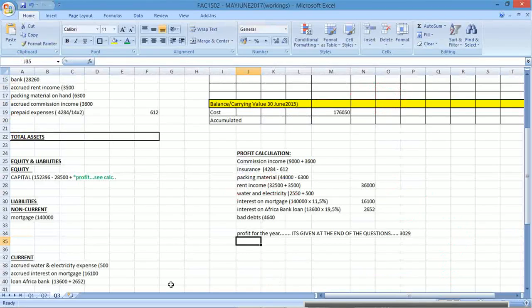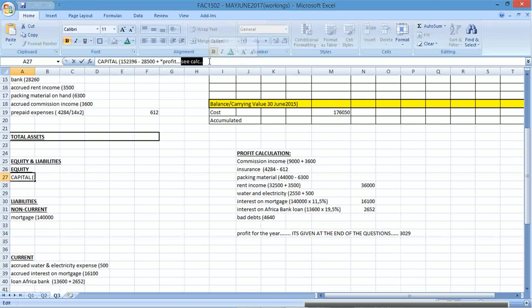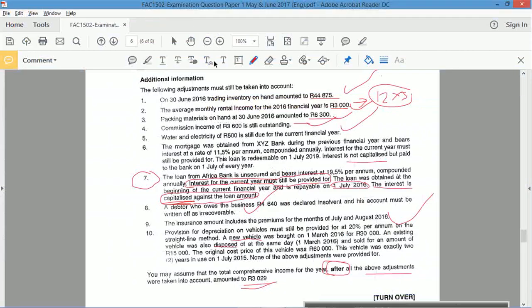3029. Okay, so now I can update this. This capital amount here is going to be 3029. Got that? Yes. Okay, so that's the 3029 that goes there, capital. Okay, and then we need to finish off the depreciation.